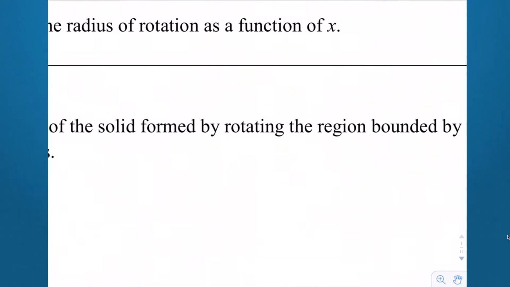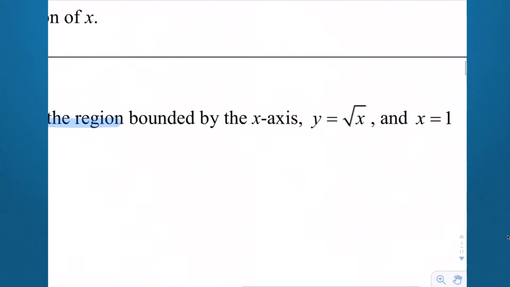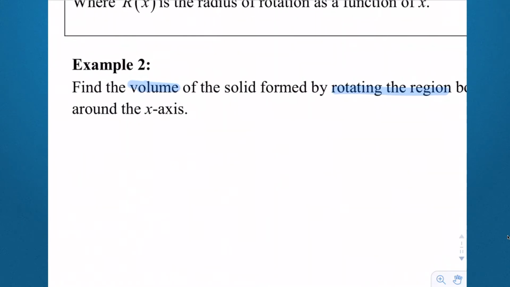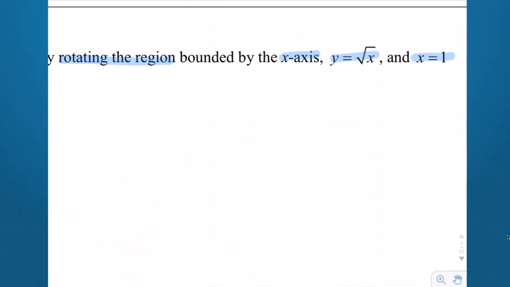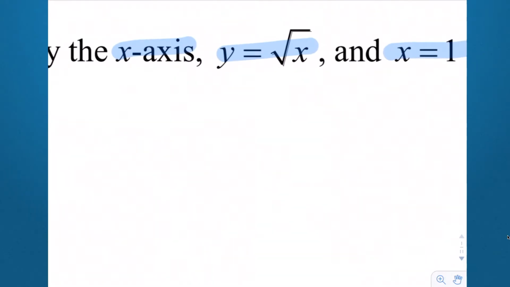Find the volume of the solid formed by rotating a region bounded by the x-axis, square root of x, and x equals 1, about or around the x-axis. So it's going to jump out at you. It's going to tell you the axis of rotation. But the first thing is, just like with area, you want to identify the region. If you rotate the wrong region, you're going to get the wrong volume. Okay, so let's do that.